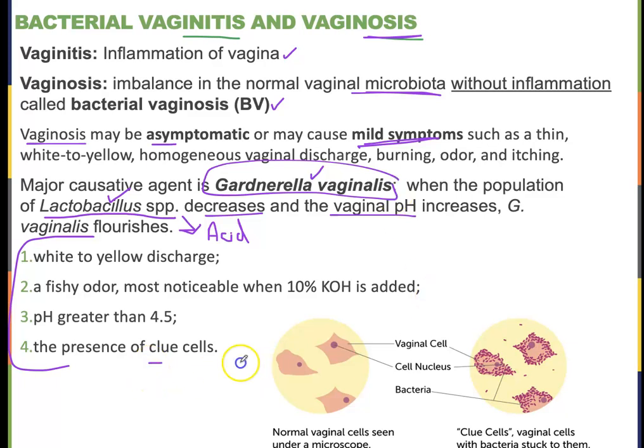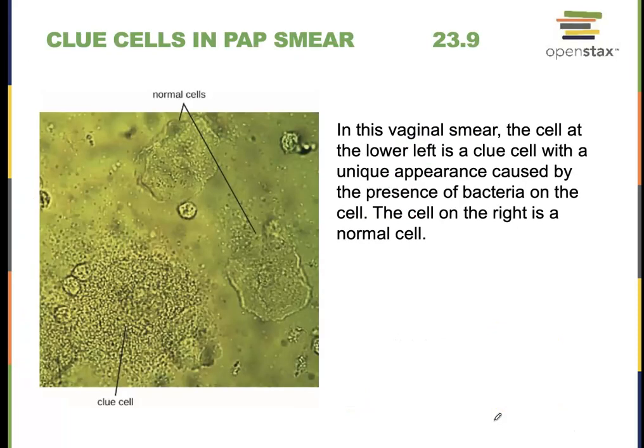Clue cells. Let's talk about that. If you did a little sampling of the cervix or the vagina, you would see the epithelial cells of the lining covered with the bacteria, the Gardnerella. That is what we call clue cells. That tells you we have vaginosis. Here are some other real images of clue cells. You can see it looks very grainy because it's completely covered by bacteria, whereas the normal cells look more clear.